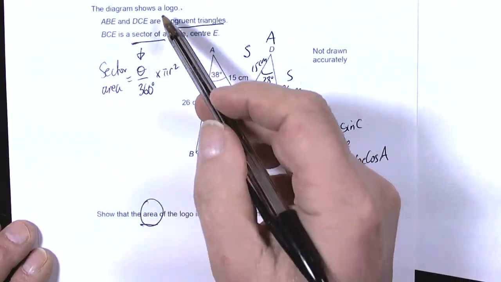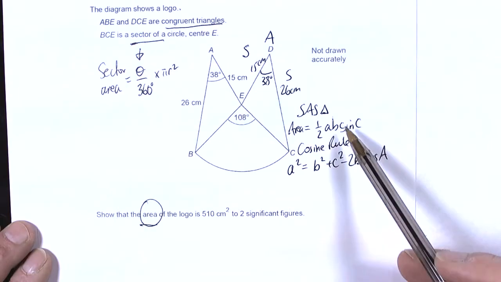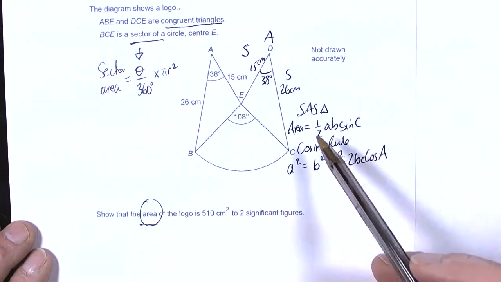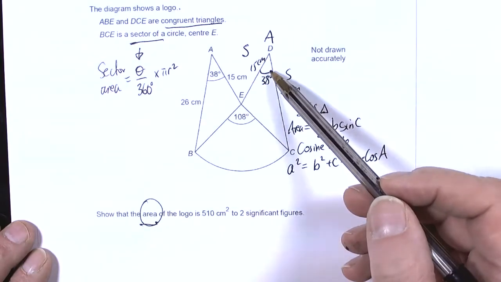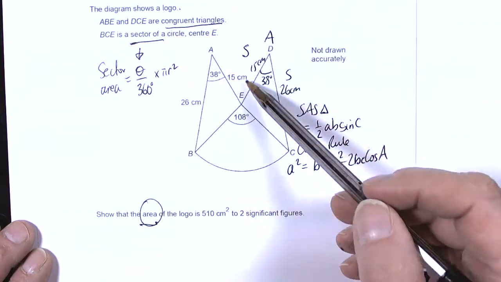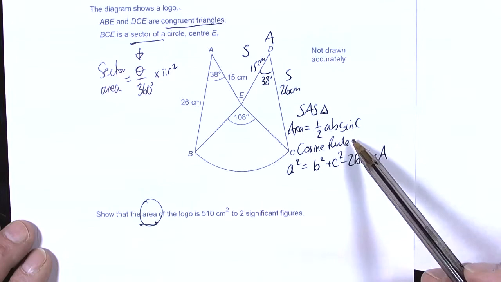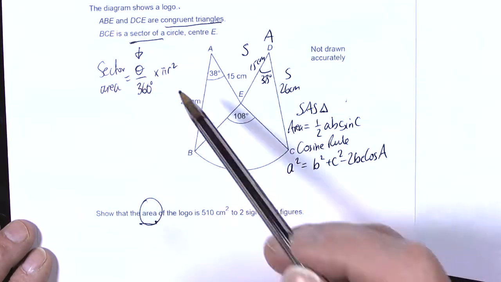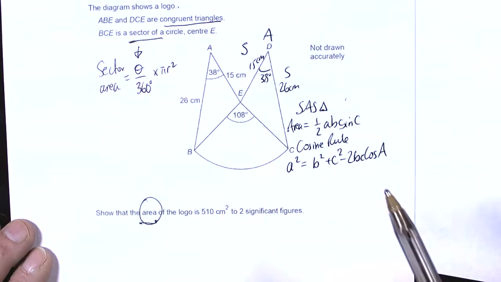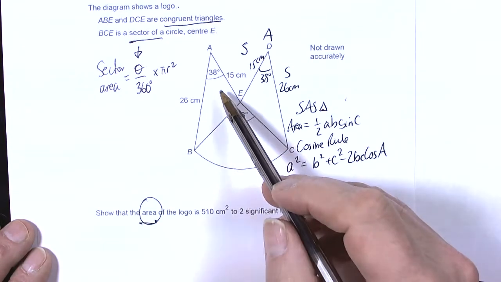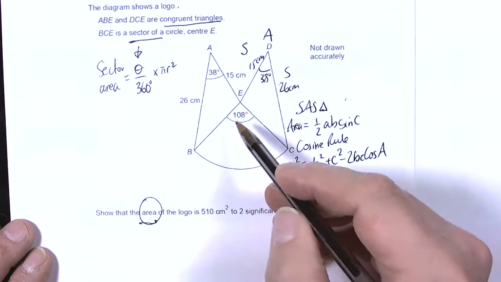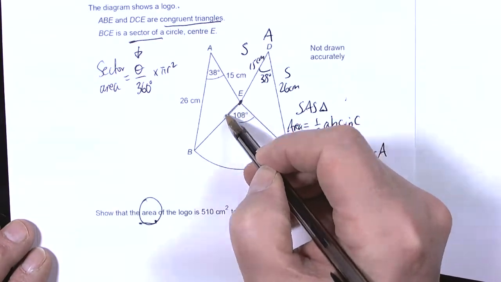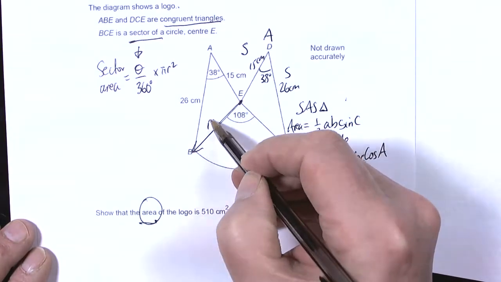So again, it's about breaking the question up into bits and then deciding what information we get from it, and we can see here that it's about area, and we've got lengths and angles, and we've got SAS triangles, side angle side triangles, so we're going to be using these formulas to work out the answer. So the first thing we need to know is the area of the triangles, and then we can work out this because we know that's the center and we know this is the radius.